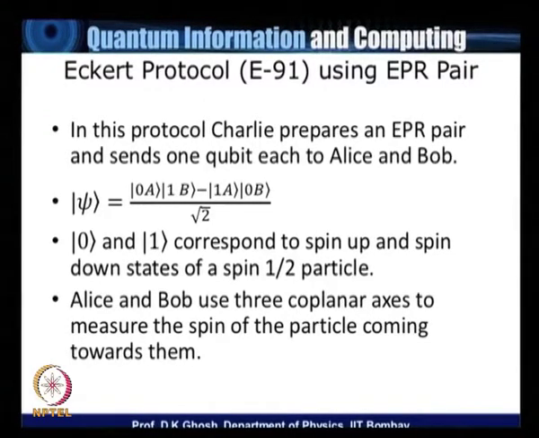And having prepared it, for example, as 0, 1 minus 1, 0, he sends one qubit, the first qubit, to Alice, which is marked in the state with an A, and the second qubit to B. We have discussed this state in detail in many of our lectures. So here, our 0, as we know, corresponds to spin up, and 1 corresponds to spin down of a spin up particle. Now what will happen is this: Alice and Bob will use 3 coplanar axes to measure the spin of the particle.